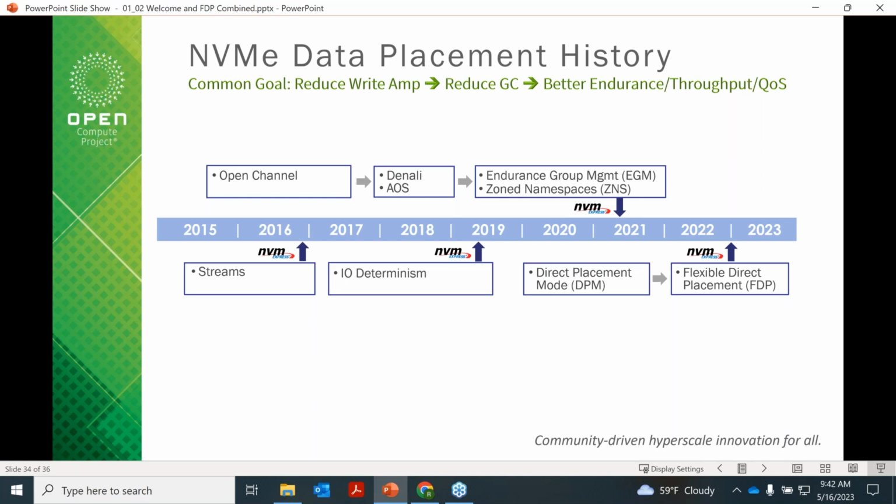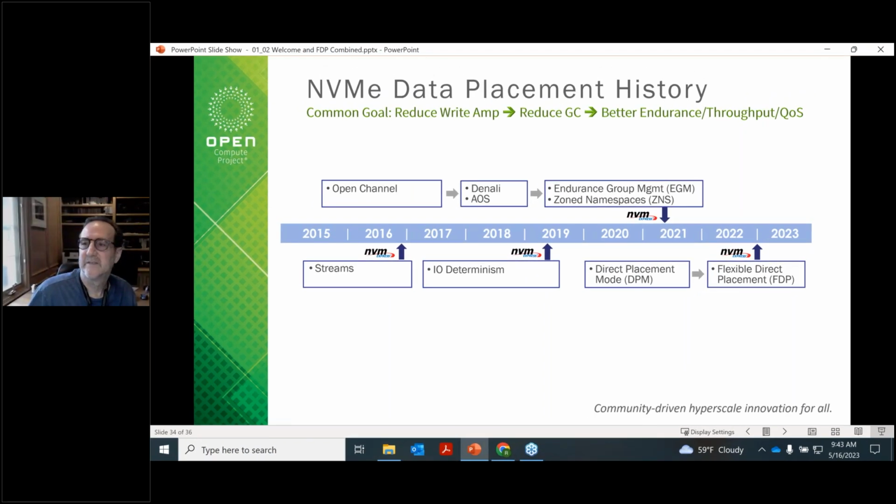So I'm going to stick with the theme that Mike Allison was talking about, and just a quick history here. From a standards perspective, we've been on quite a journey, as people have talked about, to get to FTP. And we had a common goal, which was largely around reducing write amp, which allows you to reduce what the drive has to do for garbage collection, which in turn gives you better endurance, better throughput, and more predictable performance.